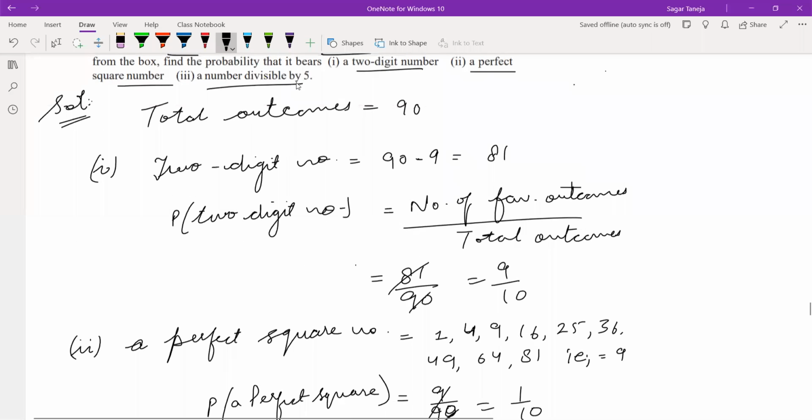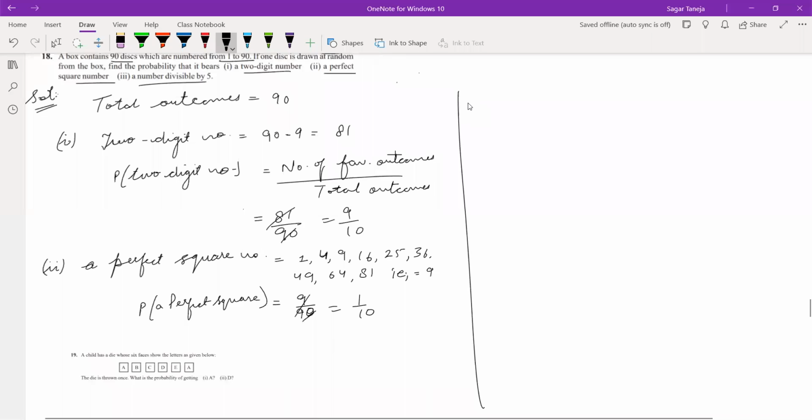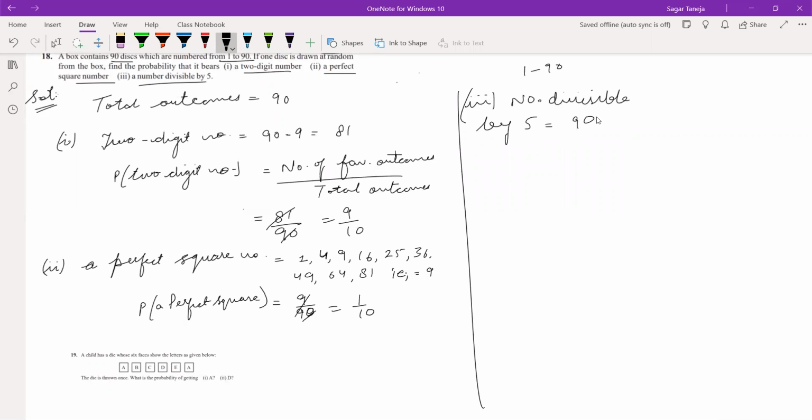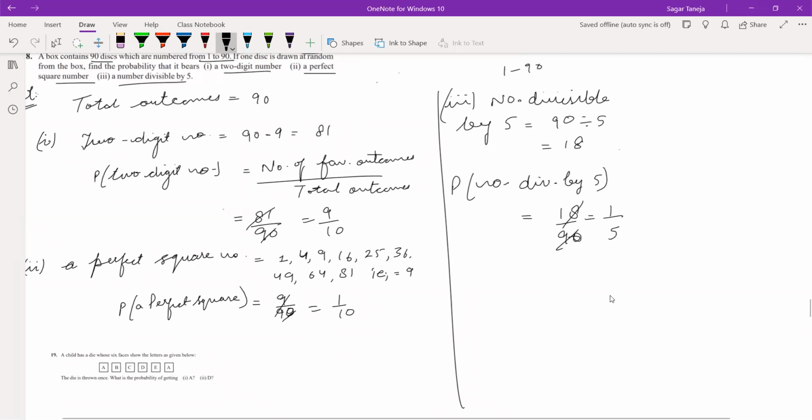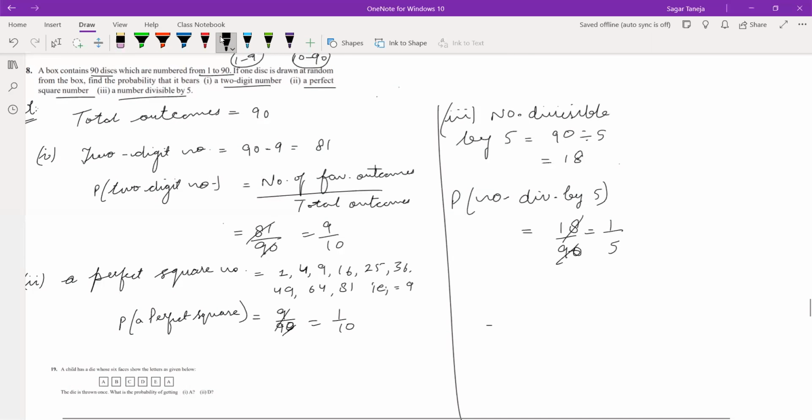After this, it is a number divisible by 5. How many numbers will be there? So we have numbers from 1 to 90. So 90 divided by 5. So there are 18 numbers which are divisible by 5. So the probability that a number is divisible by 5 is equal to favorable 18 and total 90. With 9 you can cut again. With 18 only you can cut, 1 by 5. Make a note of this.